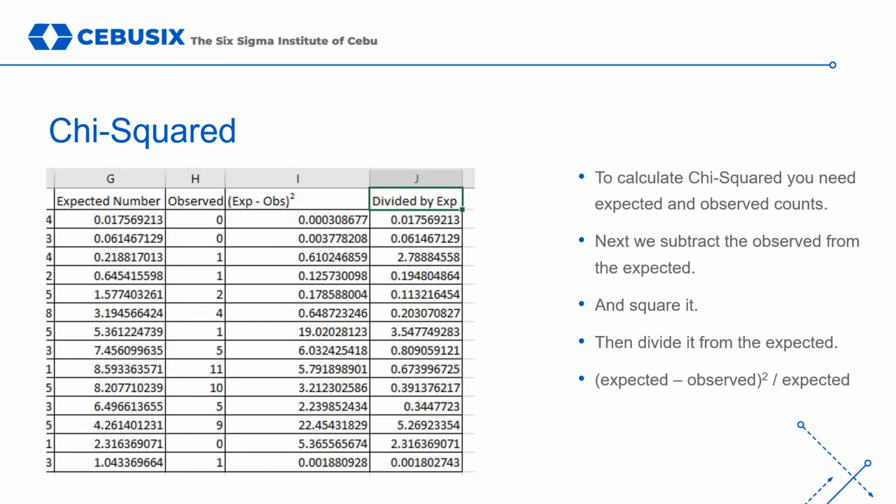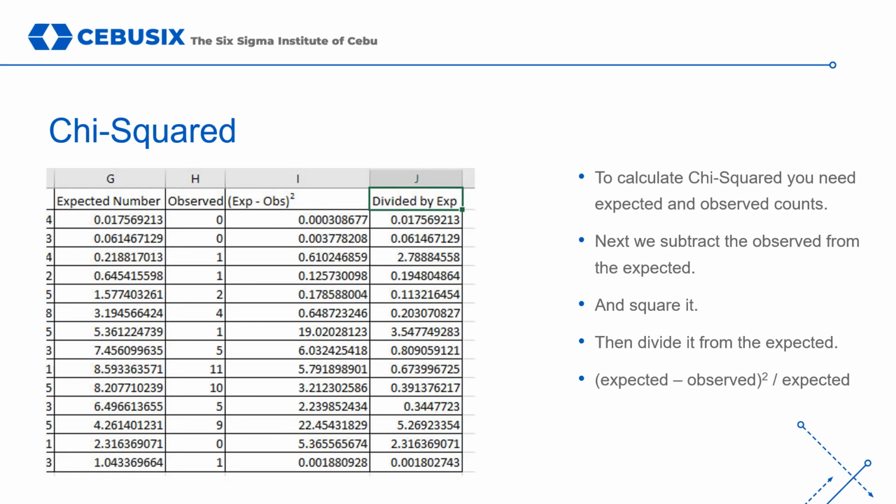To do this, select I2 and enter equals open parenthesis G2 minus H2 close parenthesis caret, that little up arrow that you can get by holding down the shift key and pressing the number 6, then the number 2, since we are squaring the total of the results from the inside of the parenthesis. Do the same thing for each row.